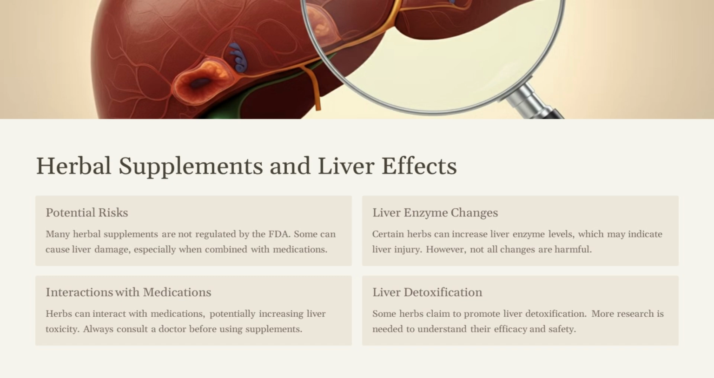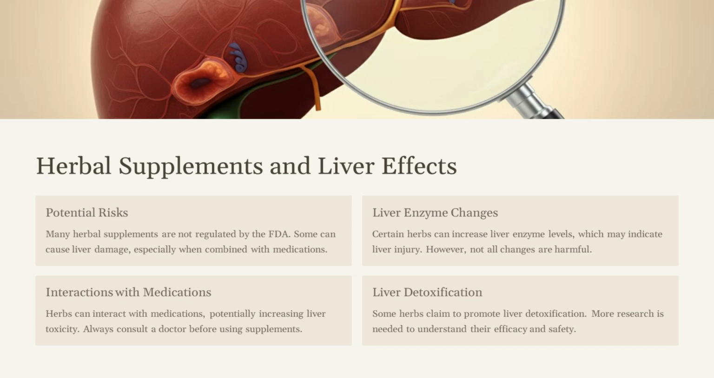Herbs can interact with medications, potentially increasing liver toxicity. It's crucial to always consult a doctor before using any supplements. Some herbs claim to promote liver detoxification, but more research is needed to understand their efficacy and safety. When using herbal supplements, it's important to be aware of the potential risks and to closely monitor any changes in liver function.